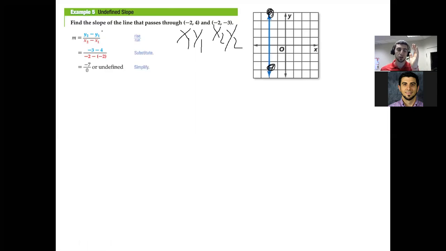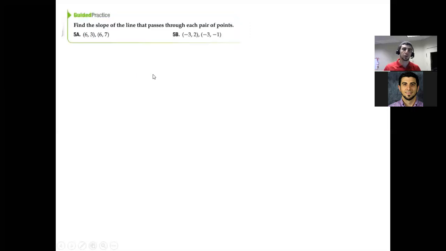Okay, if you think about it, there's no run to the graph. It doesn't go to the left or to the right at all. It just goes straight up and down. So it's an undefined slope. So here's 2 for you to try. Go ahead and pause the video and hit play when you're ready.